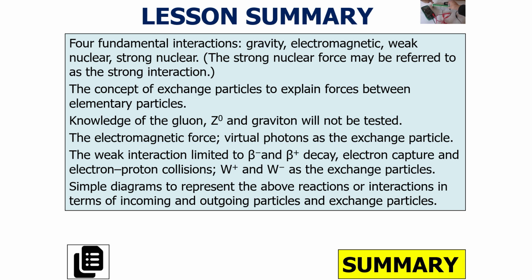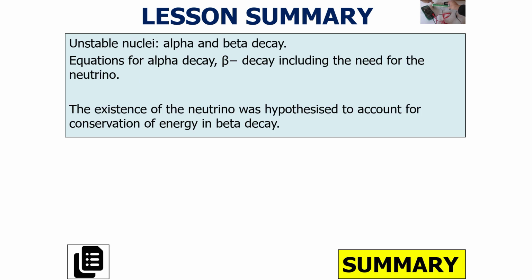We know that the electromagnetic force has the virtual photon as the exchange particle, and the weak interaction is limited to beta minus and beta plus decay, electron capture and electron-proton collisions, with W plus and W minus as the exchange particles. And for unstable nuclei, we know alpha and beta decay, the equations for alpha decay and beta decay, and the need for the neutrino, whose existence was hypothesized to account for the conservation of energy in beta decay.